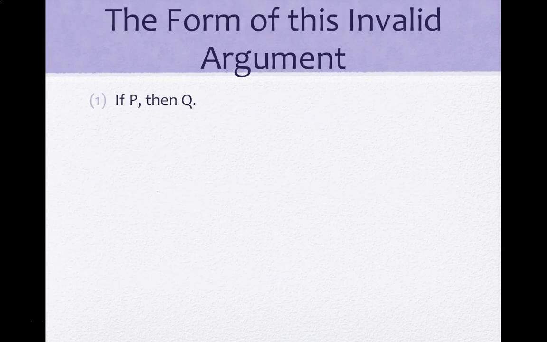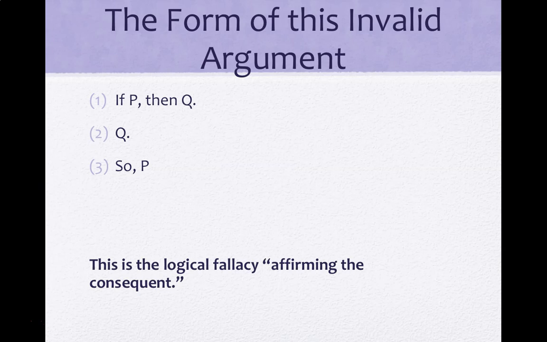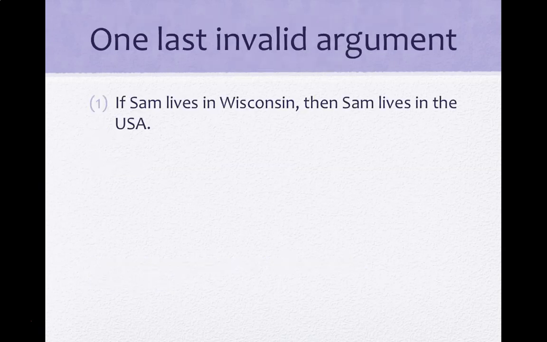So notice that this argument has a different form. It has this form: if P, then Q; Q, so P. But notice that this isn't a valid way of arguing. This, in fact, is the logical fallacy of affirming the consequent. Let's look at another one.